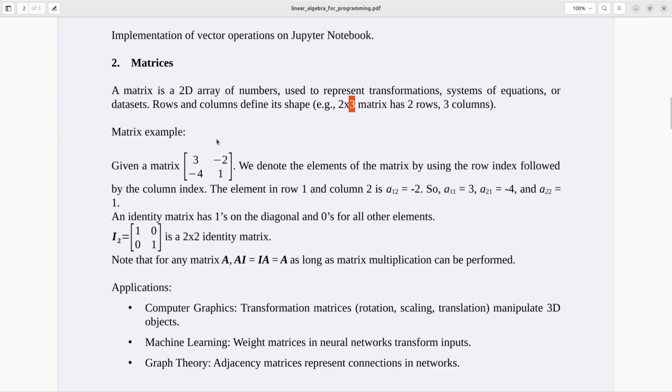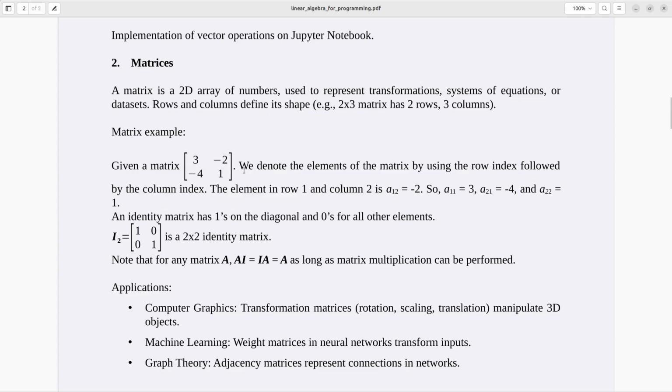Okay, so we can have an example shown here. Suppose I have this matrix 3, minus 2, minus 4, and 1. So we can denote the elements of the matrix by using the row index followed by the column index. So we have this one. For A12, it is going to mean row 1, column 2. So the element in row 1 and column 2 is this value, which is negative 2. That's why I would say A12 is negative 2.